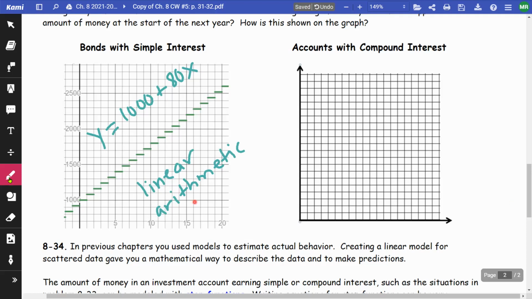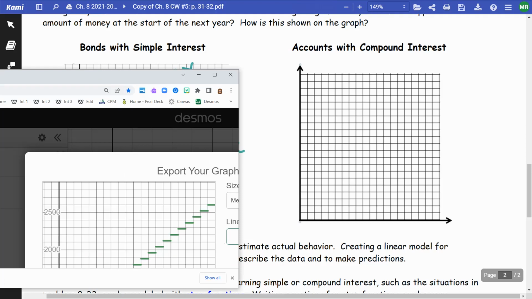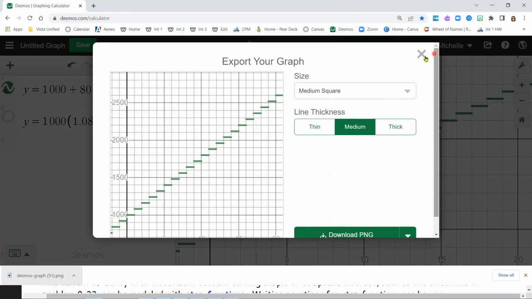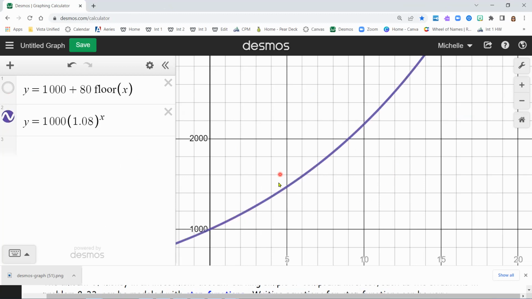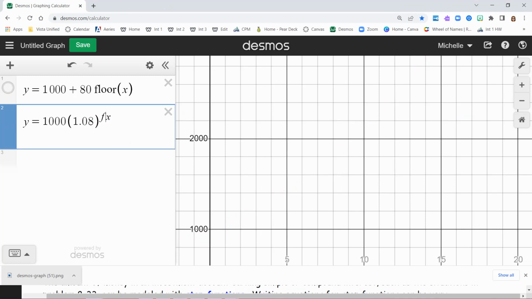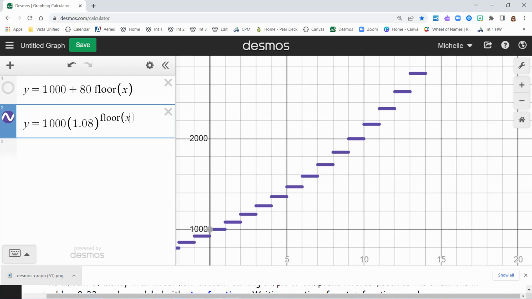Okay, so now I'm going to come and get this again. I am going to unclick that one and click this one. And I want to do the same thing here because, again, I get it at the end of each year. So in front of the x, I'm going to click up in the exponent, and in front of the x, I'm going to write the word floor, parenthesis. And here is my step function.